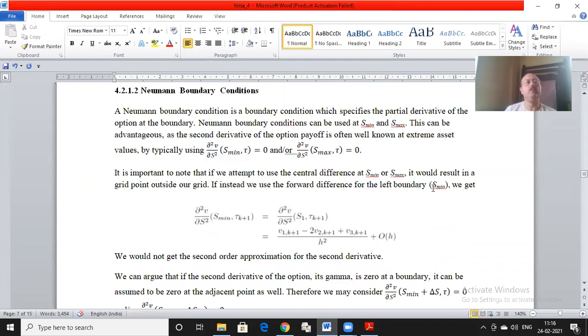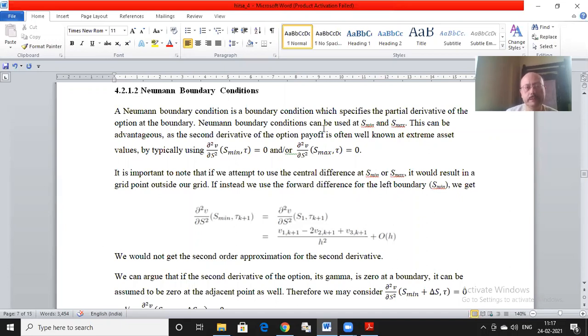Another possible strategy is the Neumann boundary conditions. So Neumann boundary conditions talk about the function itself. So we look at the partial derivatives. So we know that we are involving del 2 v del s square, del v del s, and del v del tau. So we don't look at the derivative contract, we look at the function, and then we specify the partial derivatives at the boundary. So it is like an indirect way of specifying the value. So we don't specify the value of the derivative contract itself, but look at its rate of change quantities.